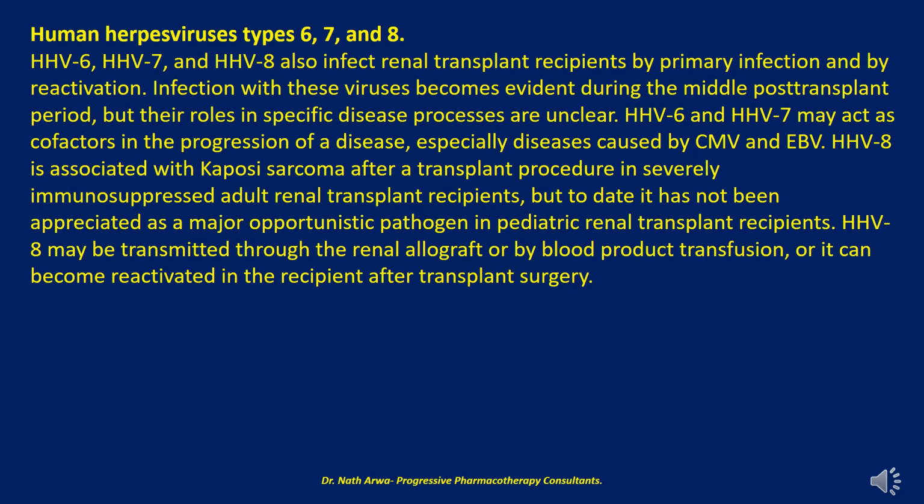HHV6 and HHV7 may act as cofactors in the progression of a disease, especially diseases caused by CMV and EBV. HHV8 is associated with Kaposi sarcoma after a transplant procedure in severely immunosuppressed adult renal transplant recipients, but to date it has not been appreciated as a major opportunistic pathogen in pediatric renal transplant recipients.